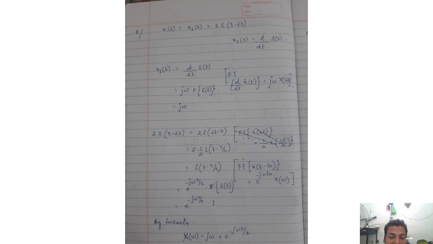So j omega into 1. So we got that the Fourier transform for x1(t) is equal to j omega. Now we have another function, that is 2 del(3 minus 2t). By the time shifting property we can write 2 del(3 minus 2t) as 2 del(2t minus 3). And also by basic signal system we know that we can write the function del(2t minus 3) as 2 into 1 by 2 del(t minus 3 by 2).